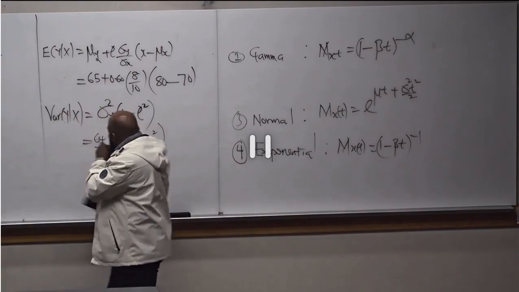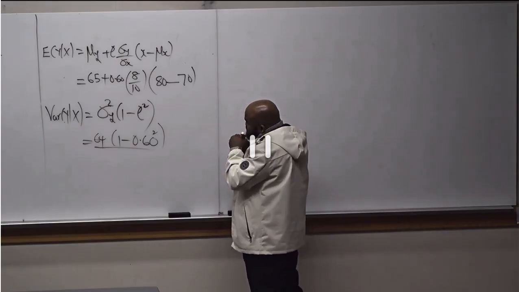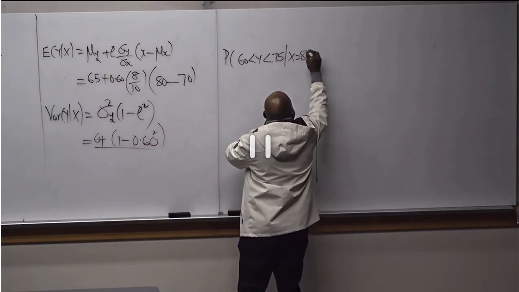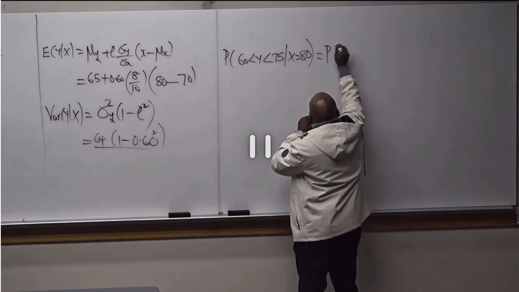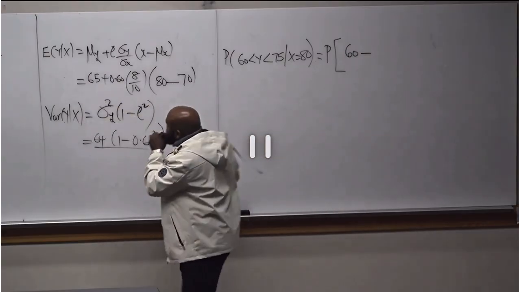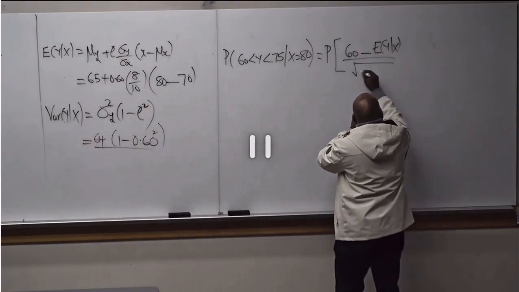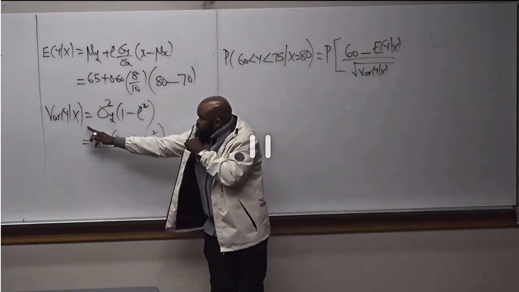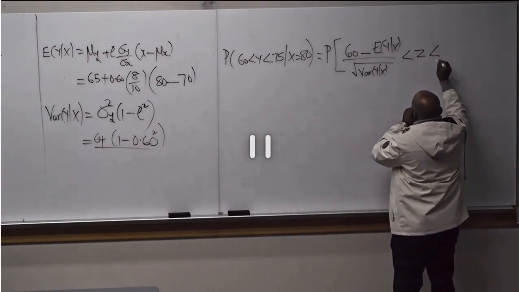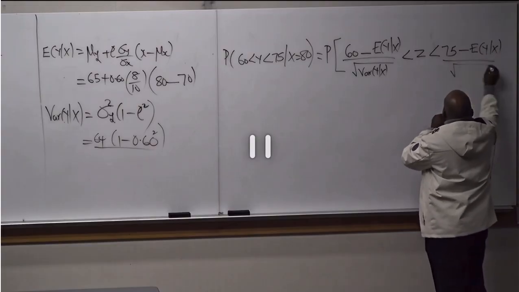Now, if you want to solve the problem, what you're going to do is say the probability of 60 less than y less than 75, given x equal to 80, is going to be equal to the probability that z is between 60 minus whatever you get in the conditional mean, divided by the square root of the conditional variance, which is the conditional standard deviation, and 75 minus the expectation of y given x, divided by the square root of that.